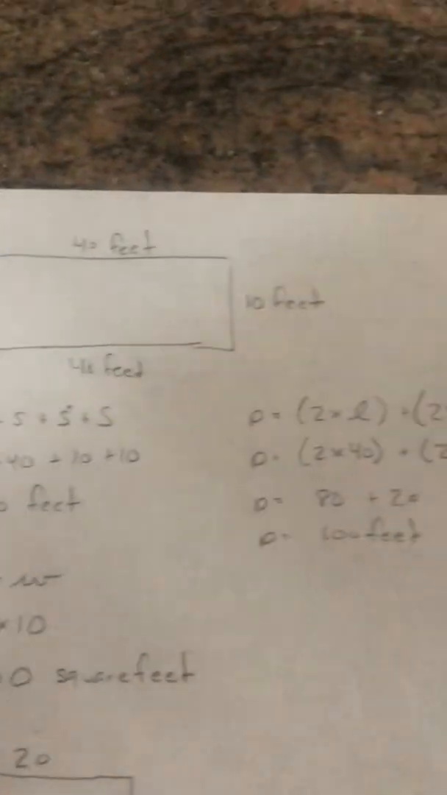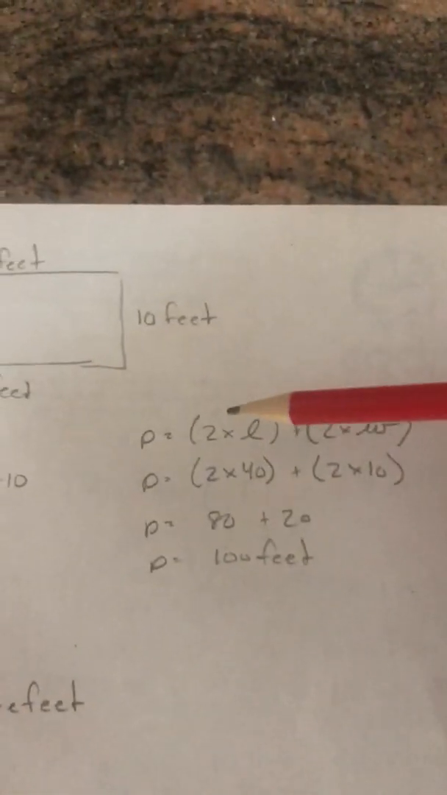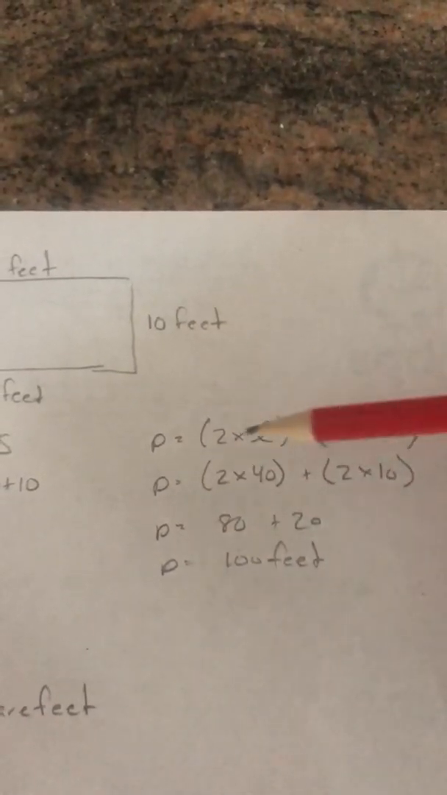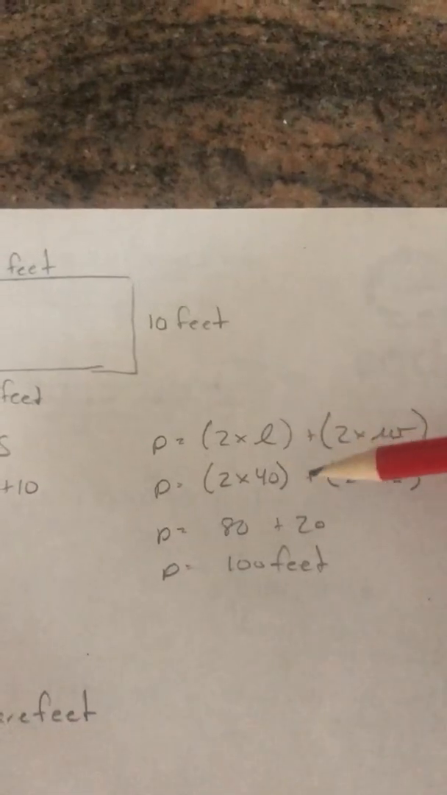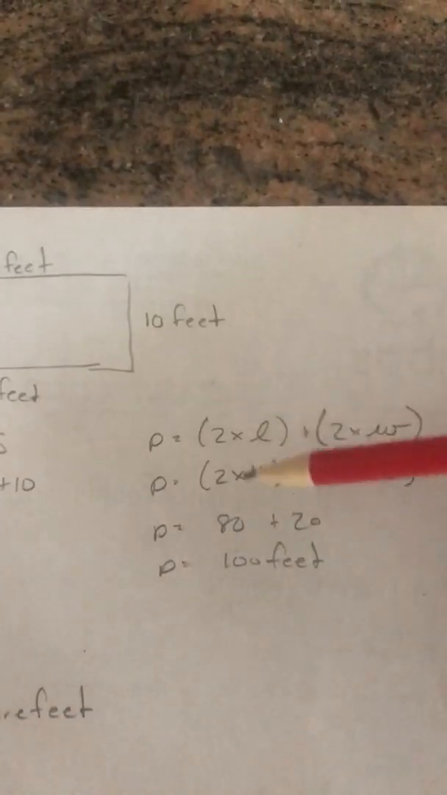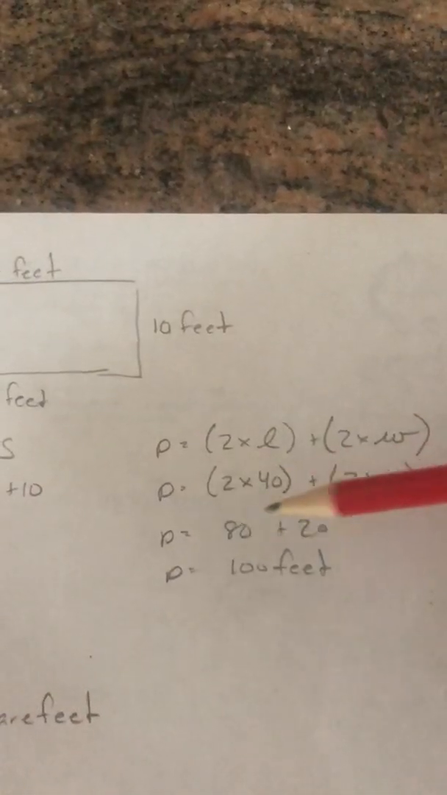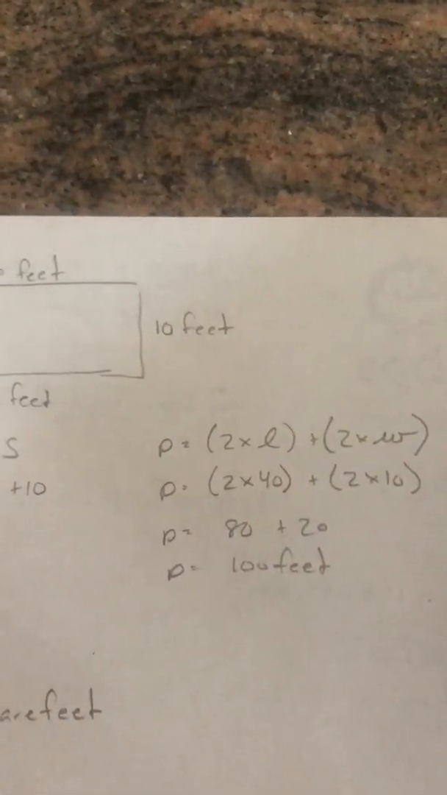You could have also, in this case, because it is a rectangle, done 2 times the length plus 2 times the width. So 2 times 40 plus 2 times 10. 2 times 40 ends up being 80. 2 times 10 ends up being 20. 80 plus 20 is 100 feet.